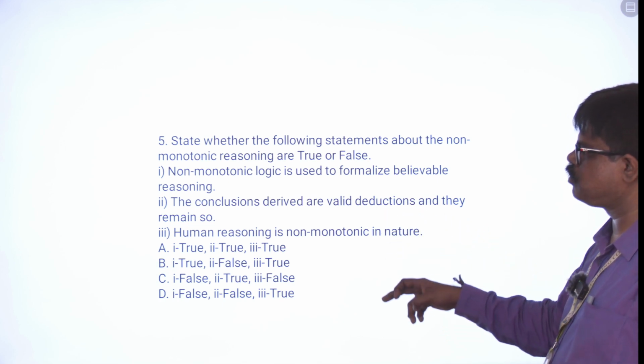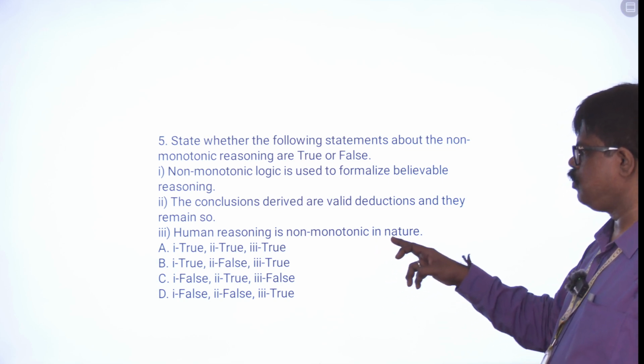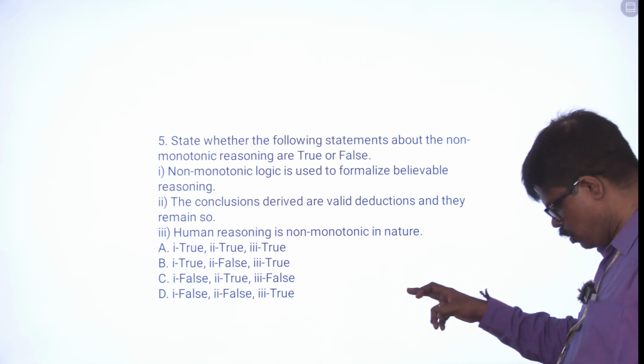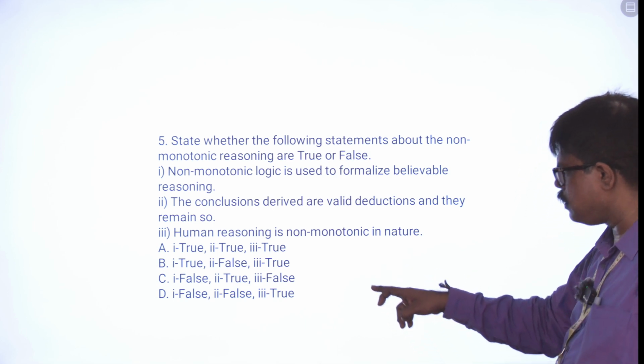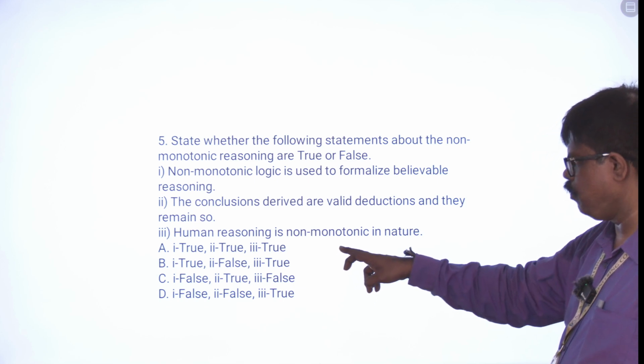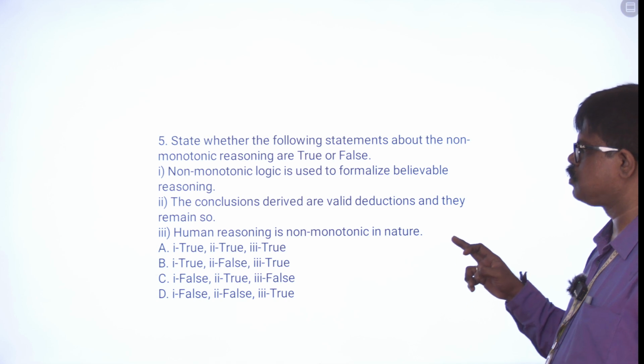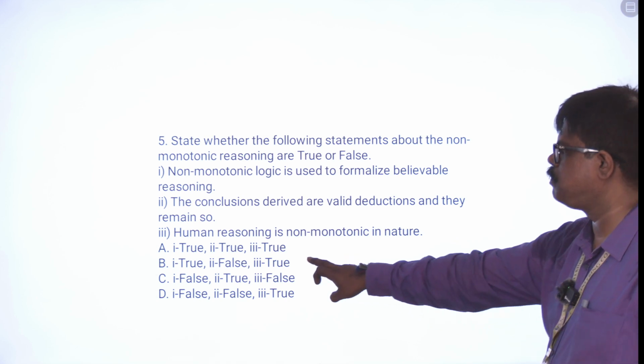We are given four options: true, true, true; true, false, true; false, true, false; and false, false, true. So the solution is the second one, true, false, true. So the statements are true, false, true. Okay, so our solution is B.